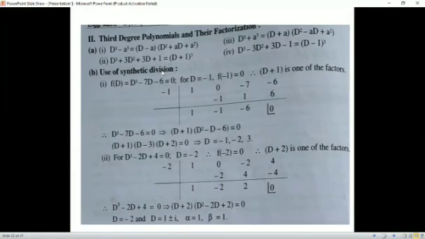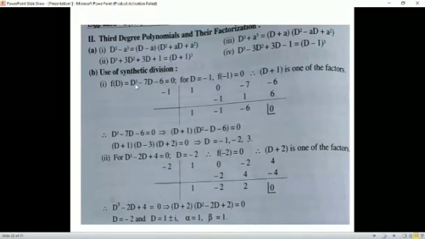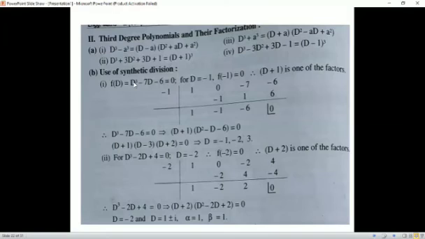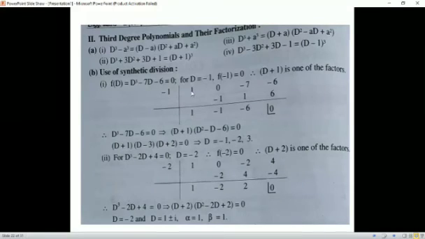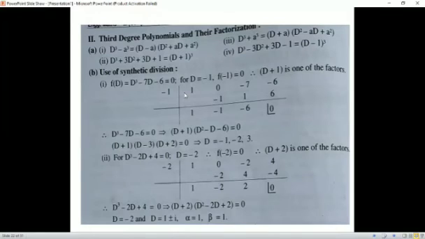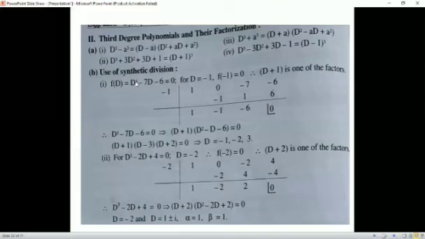So what synthetic division is: whatever is the highest order term, d cube here, we have to write its coefficient first, that is 1. So 1 here. Then we have to check the next term which has an order lower than this, that is d square. Is there any d square term? No, right? So we have to write 0 there.